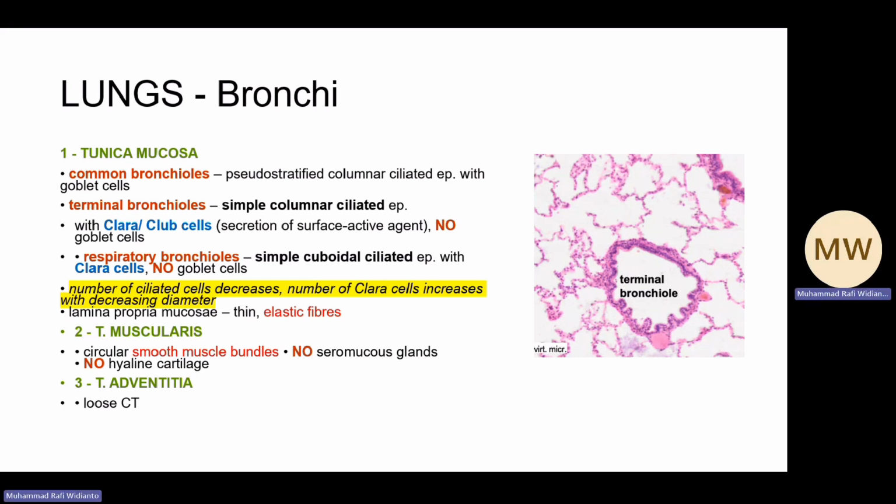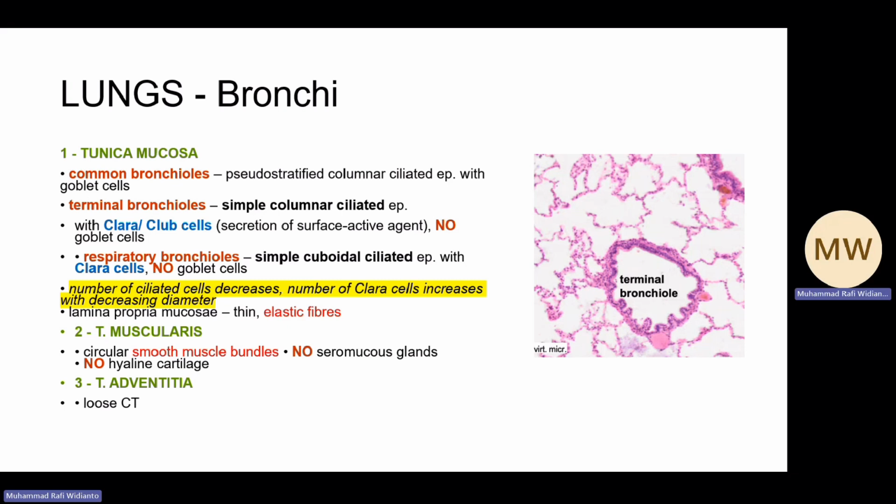And yeah, I highlighted a very important point that is in yellow. So basically, the number of ciliated cells will decrease in number, but the number of Clara cells will increase in number with decreasing diameter. So basically going downwards, down the respiratory portion, you'd have that.